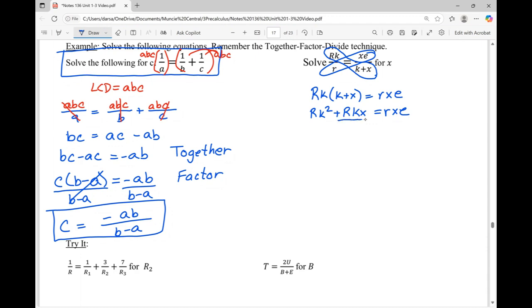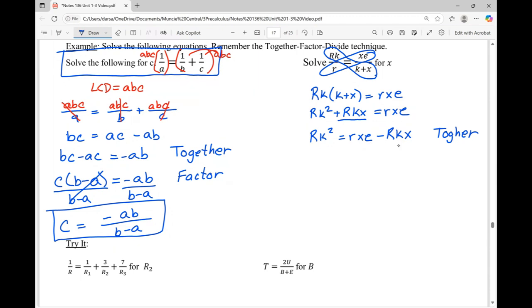We need to get all of the terms that have an x in them together on one side of the equation. So I'm going to subtract capital R k x over to the right-hand side. That'll give me R k squared is equal to little r x e minus capital R k x. So there's our together step.